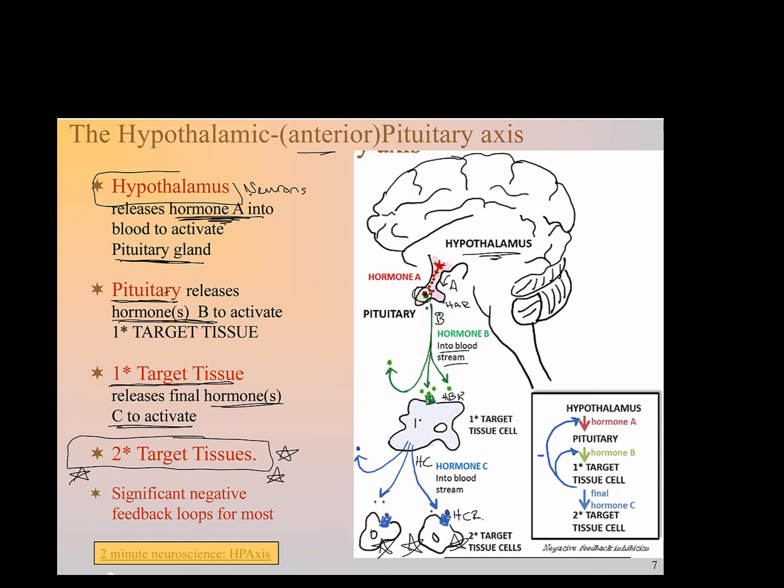Like I said, these have to be under really strong feedback control. And so here, that final hormone C is often the one that's going to come up and give a negative feedback onto the hypothalamus, so you don't release as much hormone A. Sometimes it also comes and does a negative feedback onto the pituitary itself as well. But if you just think about this hormone as coming up and blocking this whole production of itself, that gives you the idea of what's happening here.